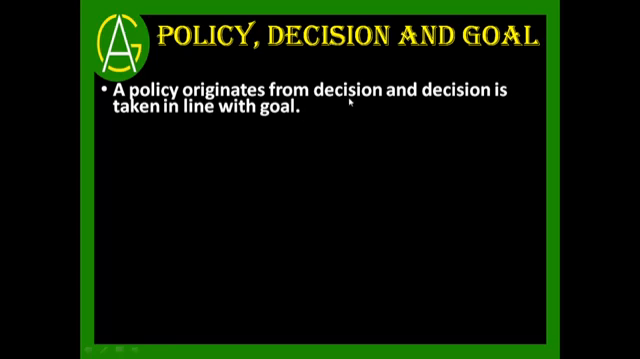All these decisions are taken in order to achieve that goal, and the set of all these decisions becomes a policy. Now all these decisions are related to industry, so it will be considered as an industrial policy. So policy is the set of such decisions. Decisions are taken to achieve the goal. So goal, then decision, and the set of decisions becomes policy.